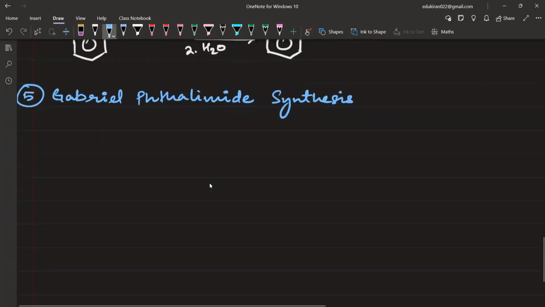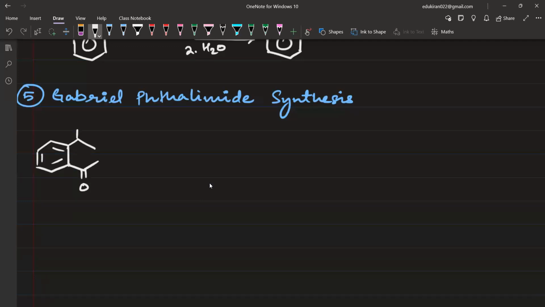You have to remember this reaction, okay? You will practice this 10 times. So phthalimide, first of all, phthalimide is benzene ring which has C double bond O, C double bond O, and NH here.